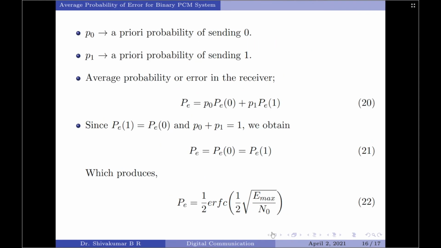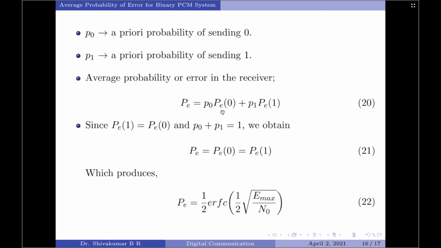Lastly, we move on to determine the average probability of error in the receiver. Now, to determine this, we note that the two possible kinds of error considered before are mutually exclusive in nature. That is, if the receiver chooses symbol 1, then symbol 0 is excluded from appearing and vice versa. Further, we also note that PE of 0 and PE of 1 are conditional probabilities because we have computed them assuming a certain symbol was transmitted, and the other symbol was received. So, this is a conditional probability.